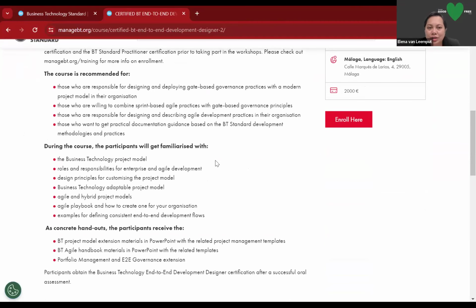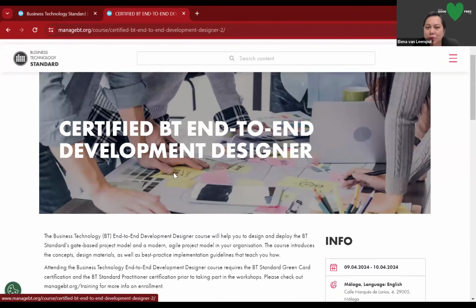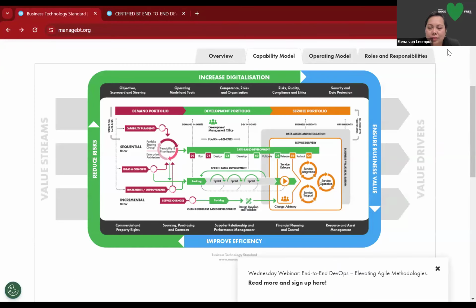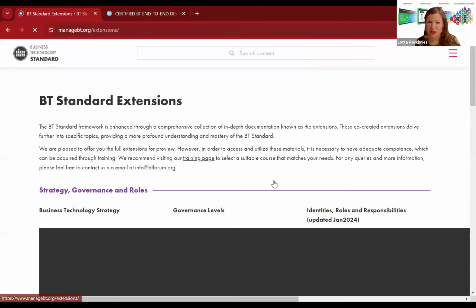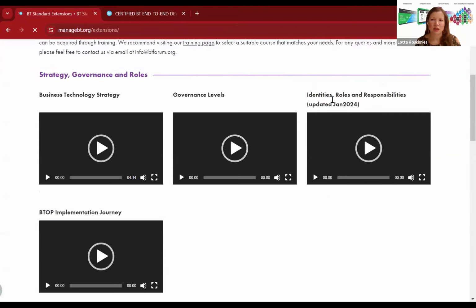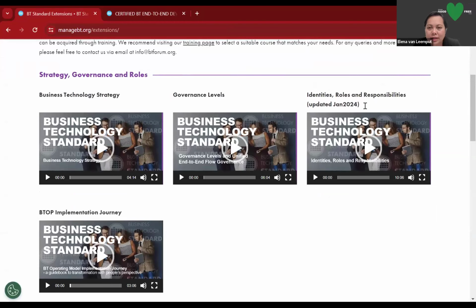Yes, and Lotte, just a reminder that we also updated the roles deck. If you go to the extension, you can see the overview from the hamburger, the extension slide, then the page, BT standard extensions, and here are the roles. That's giving you an overview of the new role deck already. So that's something that will be interesting.